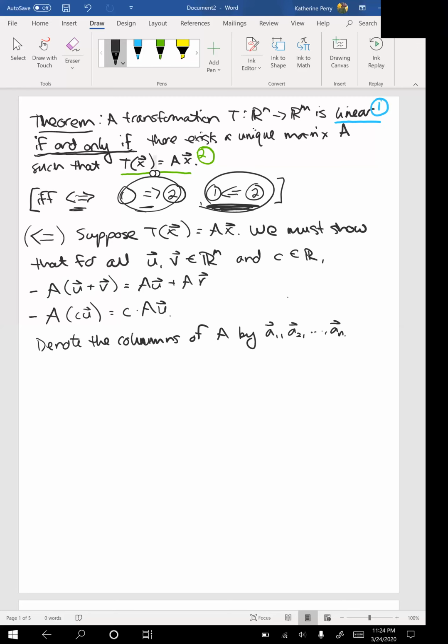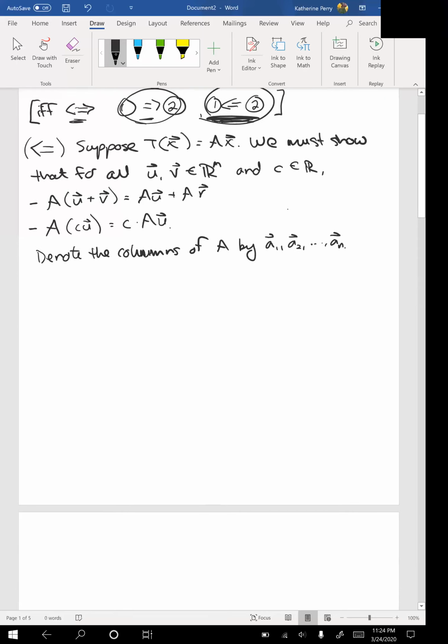Okay. And if I want to show that this is true, I'll just prove these two things one at a time. So first, property 1: if I have A times (U plus V), I want to show this is equal to A of U plus A of V. So let me just see what happens.